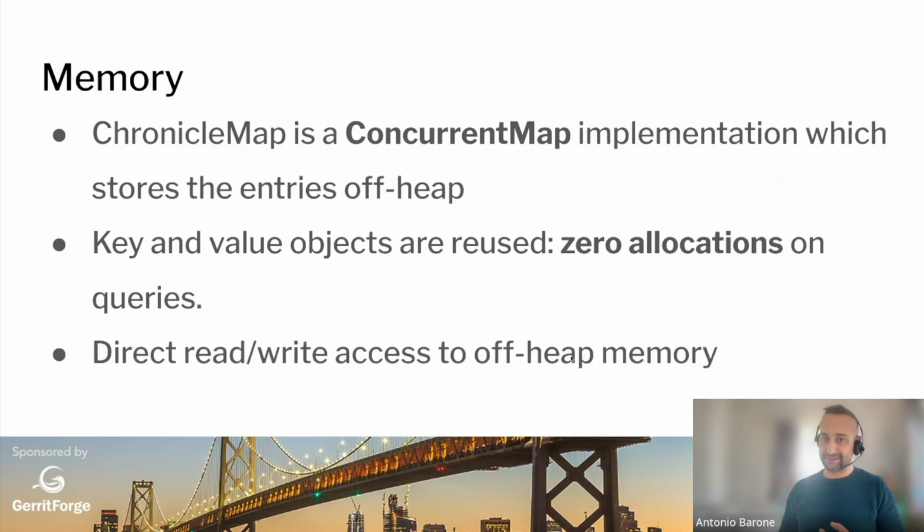And last but not least, Chronicle Map also implements direct read and write access to the off-heap memory. One of the biggest inefficiencies in traditional data stores is the serialization and deserialization overhead when transferring objects between memory and storage. Instead of copying data back and forth between on-heap and off-heap memory, Chronicle Map provides direct access to the data, which is stored off-heap. So the values are read and written in place.